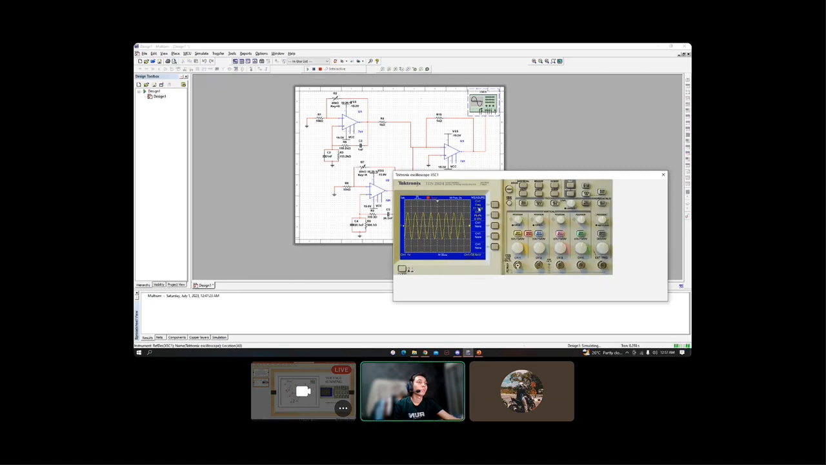Okay, so for the frequency we got 17.2 kilohertz, and the peak to peak voltage we got 4.05 volt. That's all for me. Thank you.